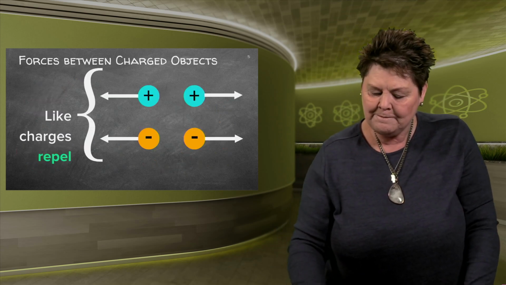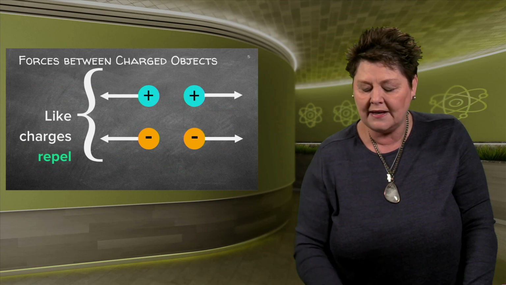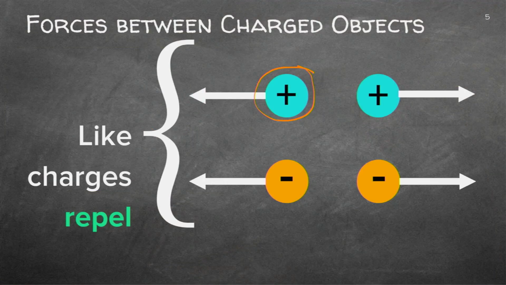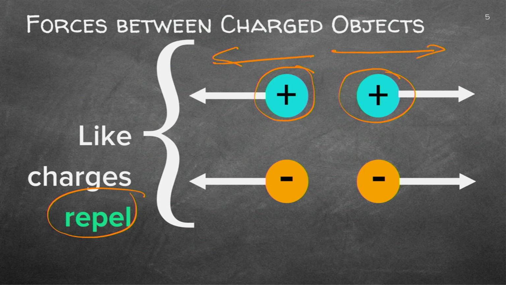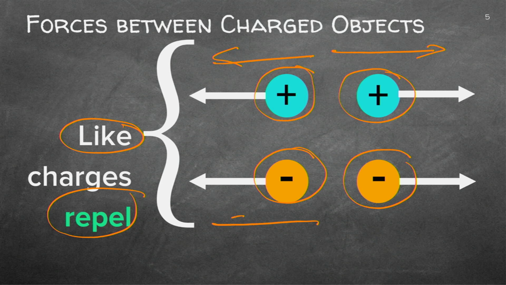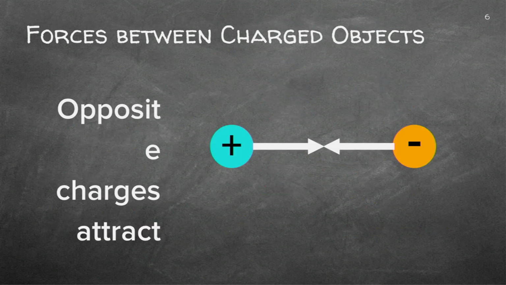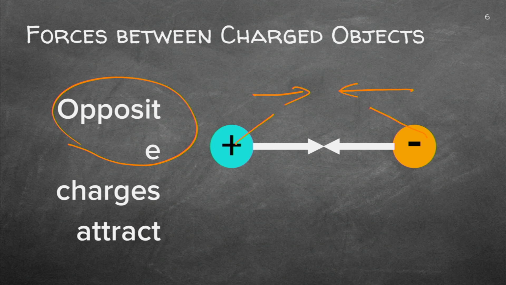So make sure that when you do some calculations, all this information will be provided on your information sheet. Forces, we've done in grade 10: like charges, two positive charges, will repel each other. They will move away from each other. The negative and the negative, also like charges, will also repel and move away from each other. On the other hand, when it's opposite charges, a plus and a minus, can you see they will attract each other? So they will actually move towards each other.